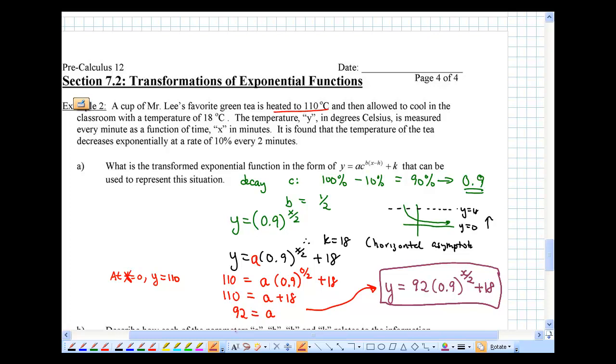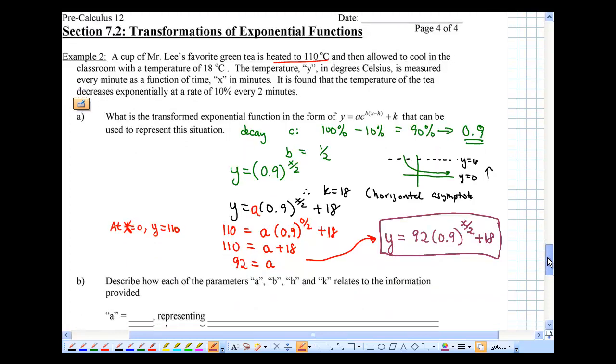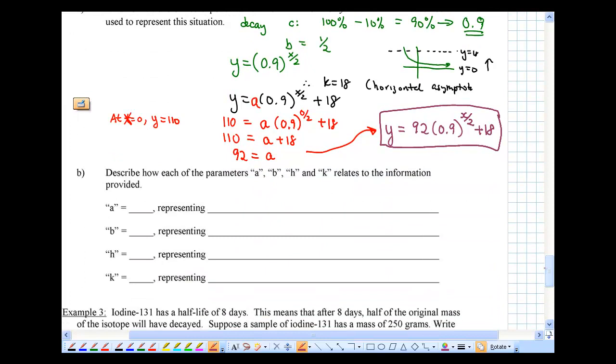And to just reaffirm what we've done here, in part B, I've asked you to describe how each parameter A, B, H, and K relates to the information provided. So the A value, of course, was 92, and that really represented what? Well, if you look at how we got 92, we took 110, take away 18. So ultimately, that's just the difference between the initial temperature and the classroom air temperature.